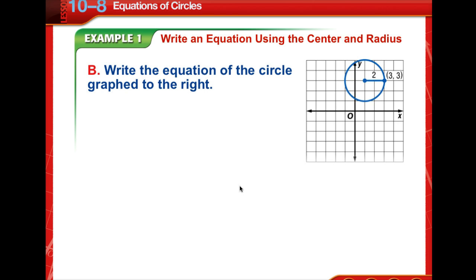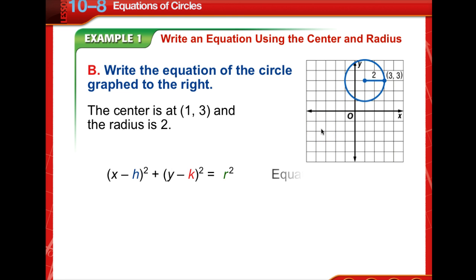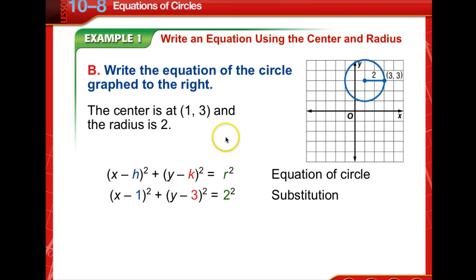Okay, let's try another one. This time we're given the graph of the equation. What's the radius? There you go. So the center is at (1, 3), and its radius is 2. So substituting in the center and simplifying it.